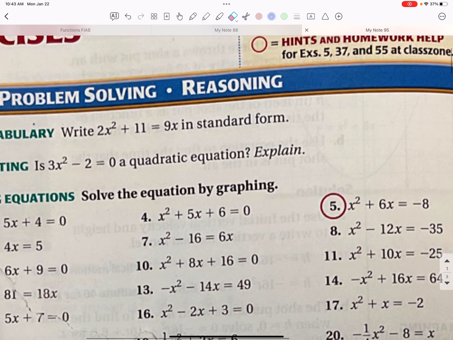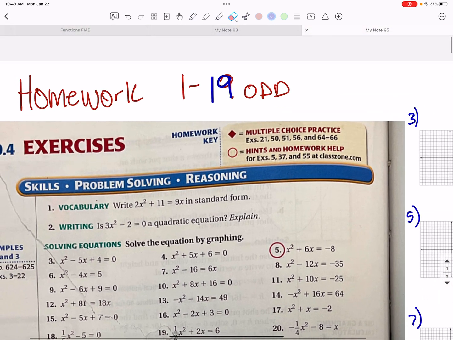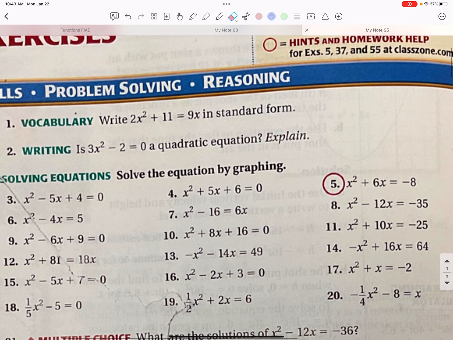All right, guys. Number one, we're just going to do 1 through 19. That's enough for this one. Write in standard form. Standard form means that you start with the x squared, and then you have the x, and then you have the number, and then you have to equal 0. Those are the rules about standard form.